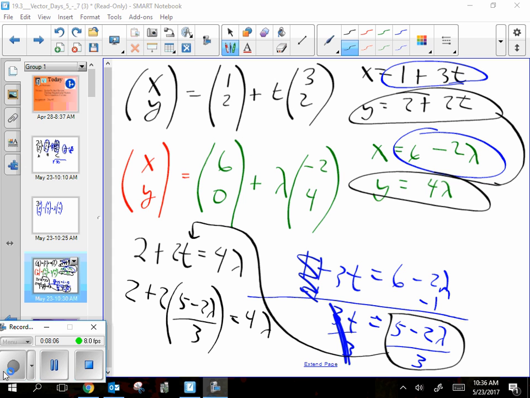Who has already solved it all the way down and has the answer? Raise your hand if you have that. Just raise it high, because I can't tell if this is really only like 4 people. Okay, all right.